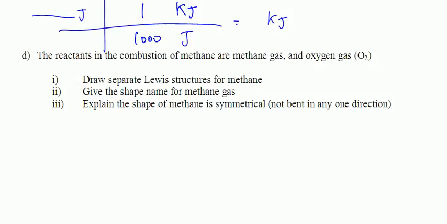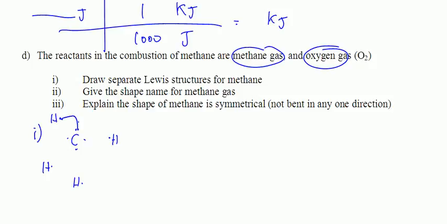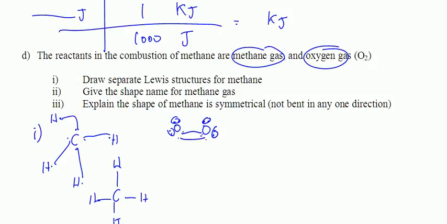This one says methane and O2, these are the reactants. They want me to draw the separate Lewis structures. Methane is a really easy one because there are 4 lonely dots on carbon and 1 lonely dot on hydrogen. So they go perfect. There's CH4. Oxygen is a Twinkie. So those are just going to connect nice and pretty to make a little double bond.